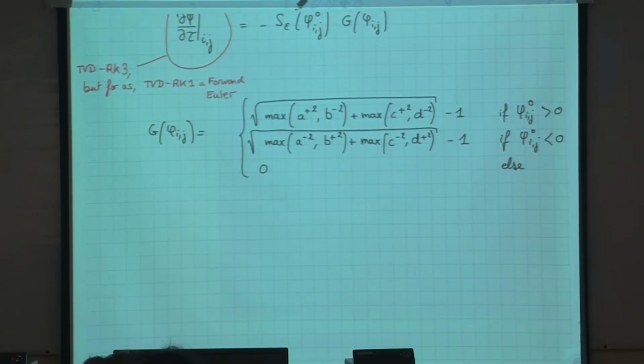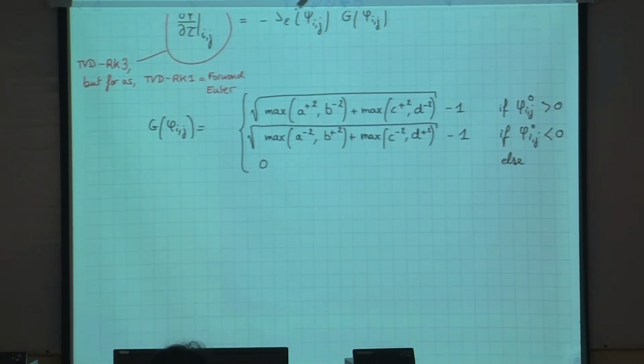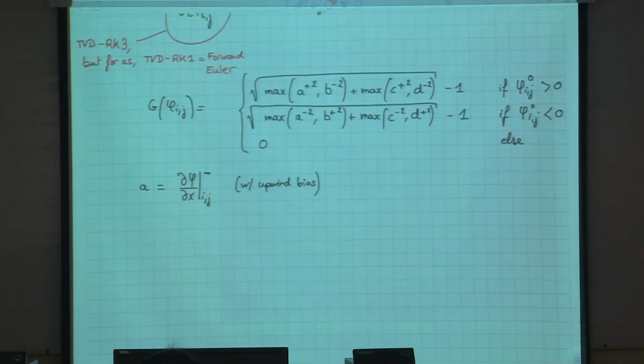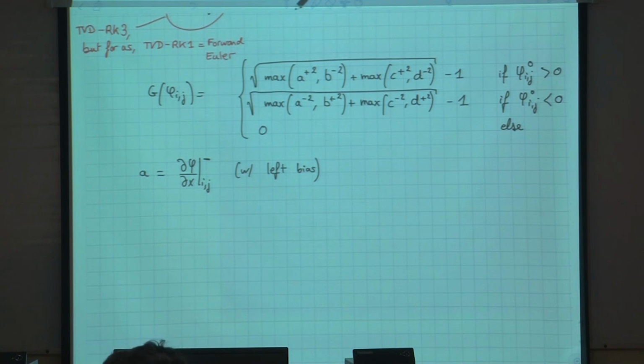So now I need to define what plus and minus is, and I need to define what A, B, C, and D are. So first, let us define A. A will be an upwinded, if you will, calculation of d phi dx. So I'm going to put a minus here to suggest that we're taking points from the left. So this is going to be with upwind bias. Or really upwind suggests the direction of flow. We don't have a flow, so I shouldn't say upwind. It would be more appropriate to say a left bias. It would be a more descriptive way of talking about it. And B is going to be the corresponding one, so it's going to be d phi dx, but this time the plus version, so the one that's shifted to the right.